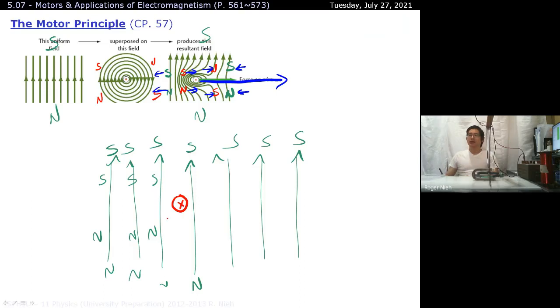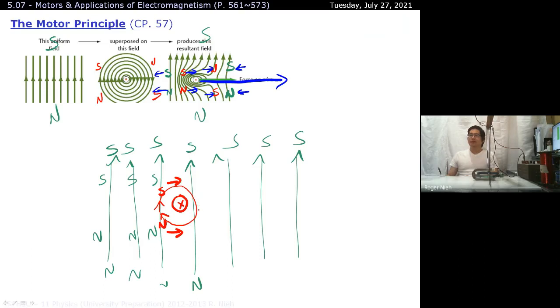X means that it's going to have fields that are going to rotate like so. All right, so as a result, it's going to have a north over here and a south over here. And hopefully you can see that the south does not like the south from the permanent magnet, and the north from the conductor does not like the north from the permanent magnetic field. And on the right-hand side, the opposite happens.